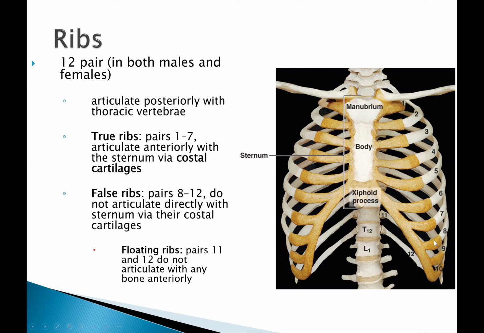So 8, when I look at 8, boom, it hitches a ride onto 7 and then comes back in. Okay, so that's false. 9 comes in, hitches a ride with 8, then 7, then comes in. False. Same thing with 10. 11 and 12 are floating ribs. They don't actually connect to the sternum at all. Okay, so they're kind of just floating out there. They don't articulate, hence a false rib.